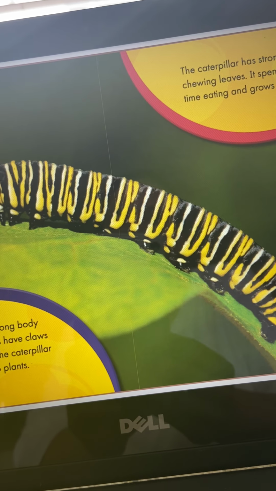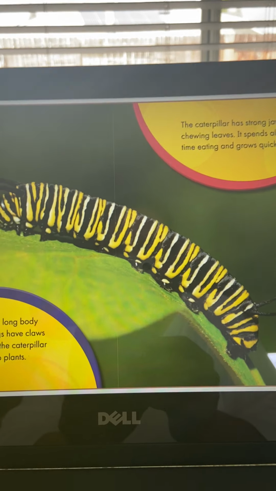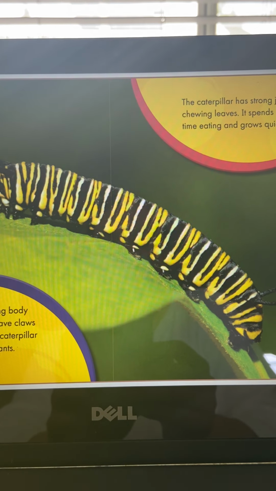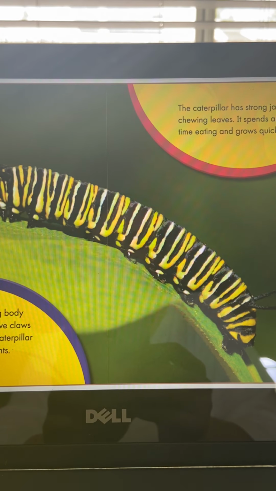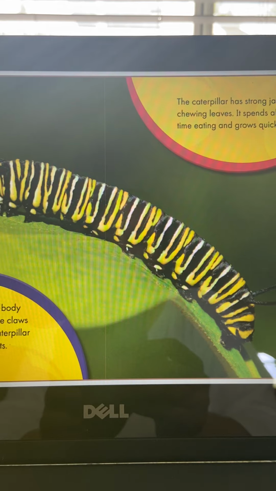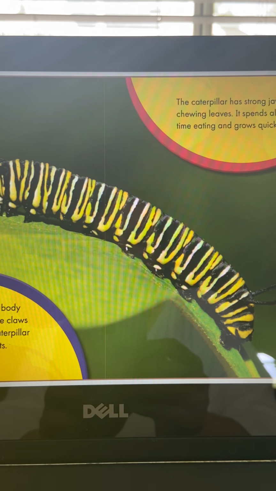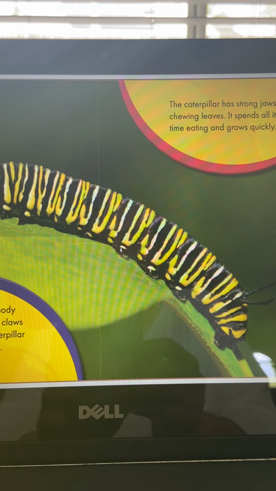They are very important. Does anybody know why they're very important? Those colors are there as a warning sign for birds because these caterpillars are poisonous to birds. Okay? If the bird sees these colors on a caterpillar, it won't eat it because it knows that these caterpillars are poisonous to them. Okay?